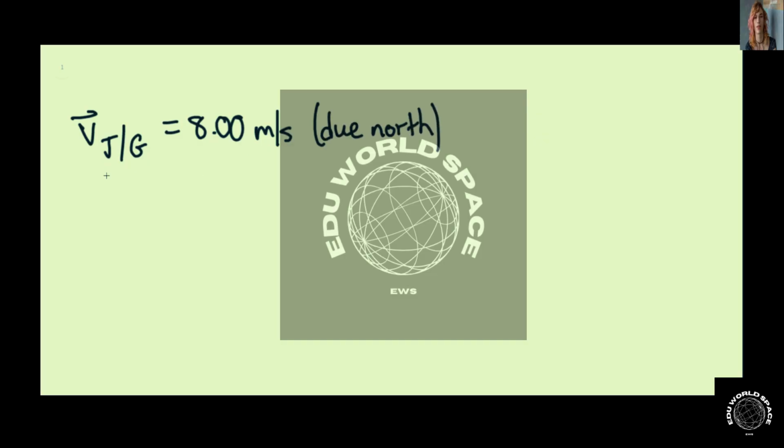We have the velocity of the ball relative to the ground. This would be equal to 12.00 meters per second, and this would be 37 degrees east of north.